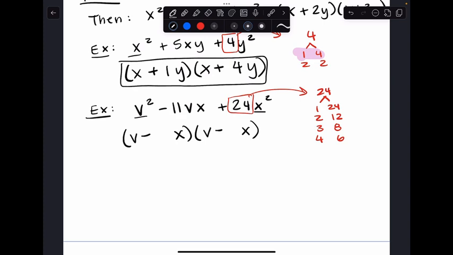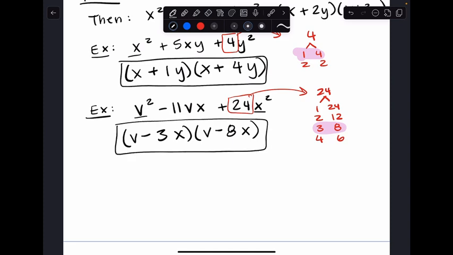And then now you have to decide which one's going to add to give you 11 in the middle. Well, I know 1 and 24 is not going to work. 2 and 12 won't give me 11. 3 plus 8 does give me 11. So I'm going to use this one. And then I'm going to place it, not 11, sorry, 3 and 8. And there is your factored out form for that one.